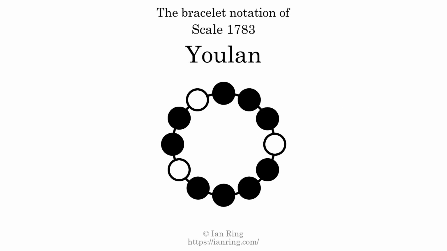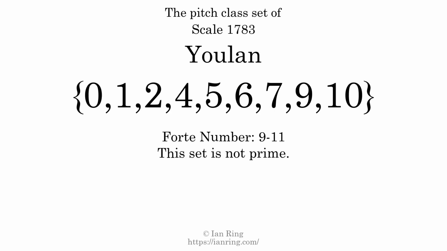This is a bracelet notation diagram of scale 1783. The shaded circles represent tones that appear in the scale, and they are read clockwise, starting at the top. The pitch class set for this scale is 0, 1, 2, 4, 5, 6, 7, 9, 10. The fault class is 911. This set is not prime.